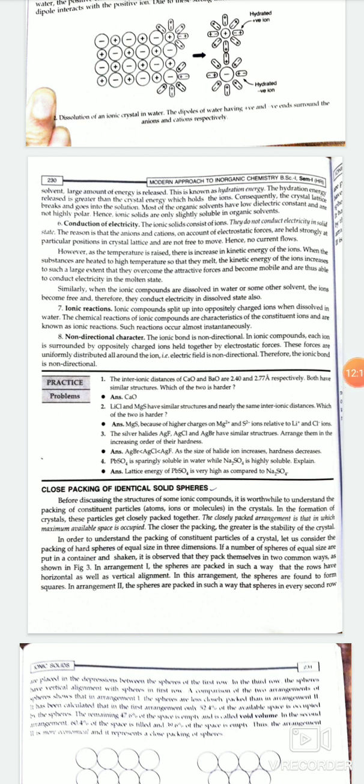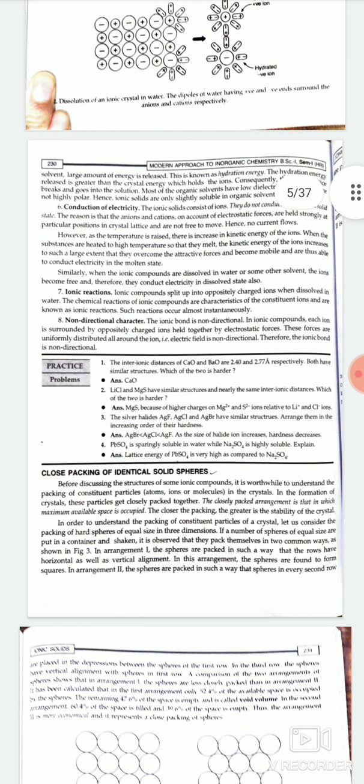Now, the next topic is close packing of identical solid spheres. Before discussing the structure of some ionic compounds, it is worthwhile to understand the packing of constituent particles, that is, atoms, ions, or molecules in the crystals. In the formation of crystals, these particles get closely packed together, in an arrangement in which maximum available space is occupied. The closer the packing, the greater is the stability of the crystals.